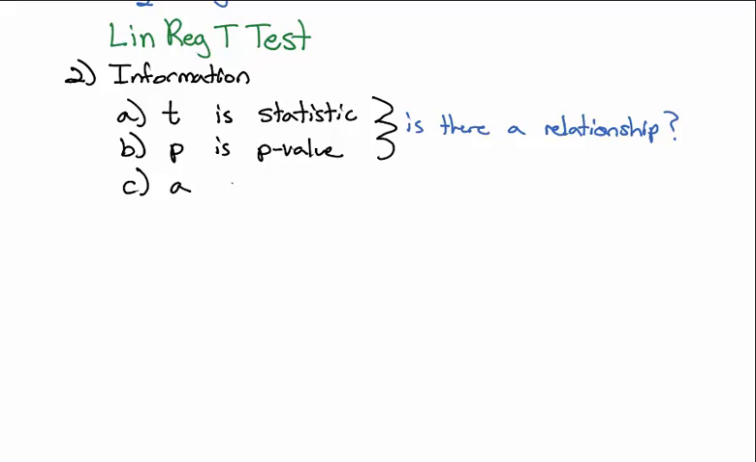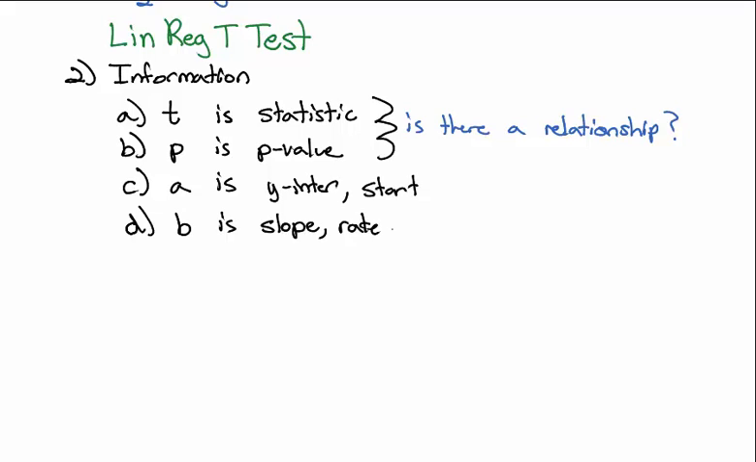The LinRegTTest will also tell us an A, which from our y equals a plus bx, A is the y-intercept, or start value. It'll also give us a B, which is the slope, or rate of change. And those two values can work together to help us come up with an equation that will allow us to predict other values. So we'll have an equation from these two points that will allow us to predict other values.